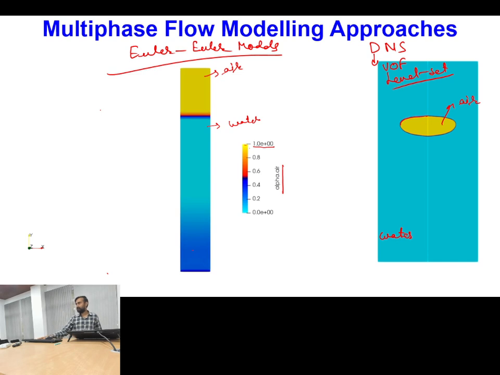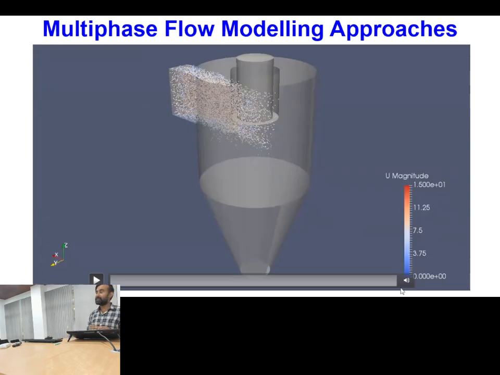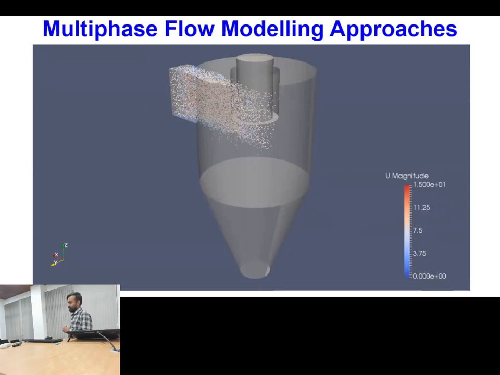Okay, is this one clear? Then the next approach, what was the next approach? The Euler Lagrange approach. In case of the Euler Lagrange approach, this is applicable when we have particle type multiphase flows, for example gas solid flows, liquid solid flows, etc. In this type of system, even if you have some very fine size spray of bubbles or drops, then also you can use the Euler Lagrange approach.